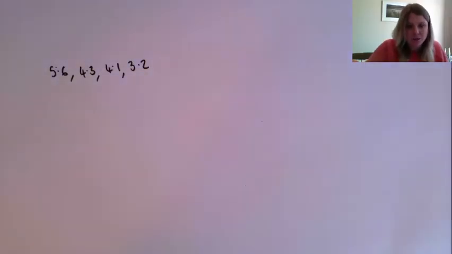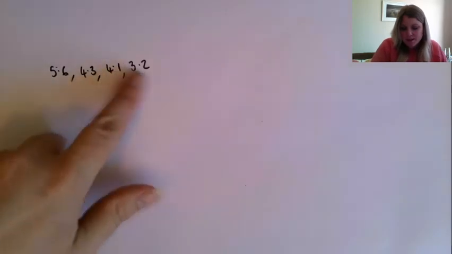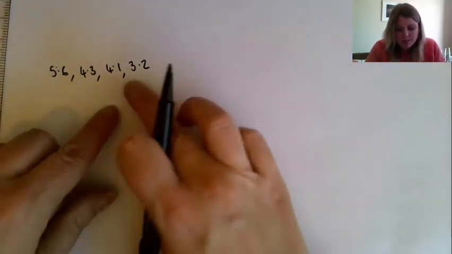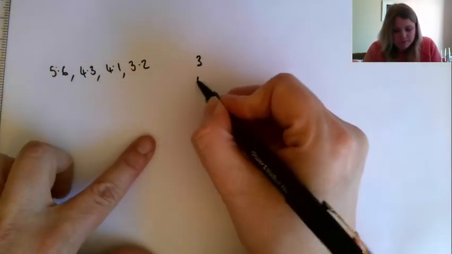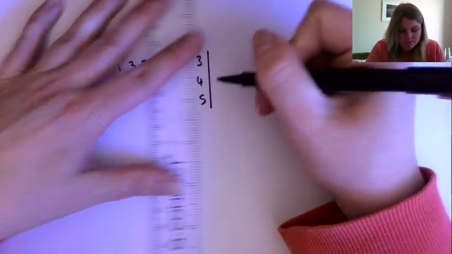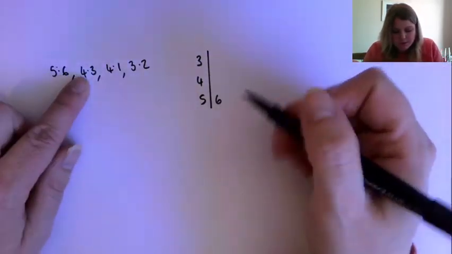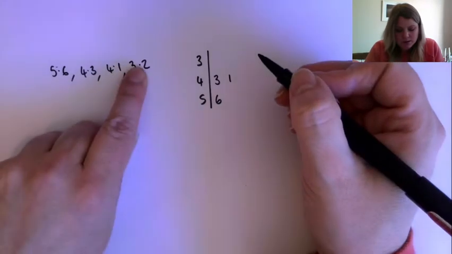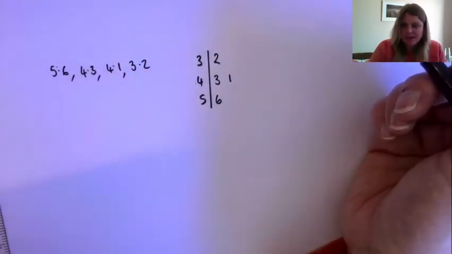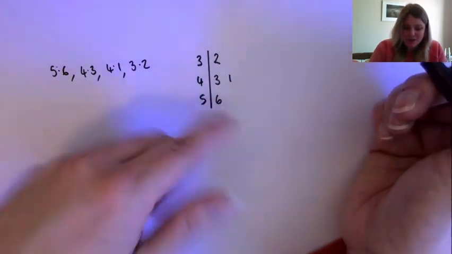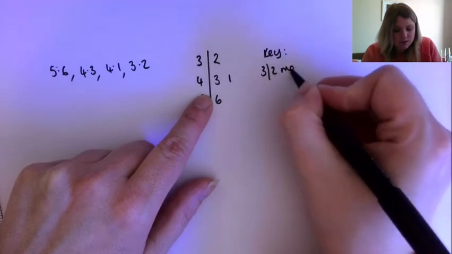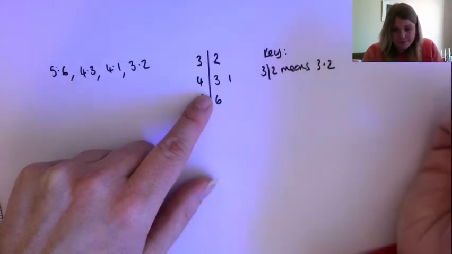Okay, so say, I know I've only done 4, but it's just to prove my point. Say we had these numbers and we wanted to put them in a stem and leaf. Then our stems would be 3, 4 and 5. And then we would have our line. So 5.6, so we just put our 6 there, 4.3, 4.1 and 3.2. So hopefully now you're seeing why the key is so important, because you might easily read that as 32. So for that, our key would be that 3 line 2 means 3.2.